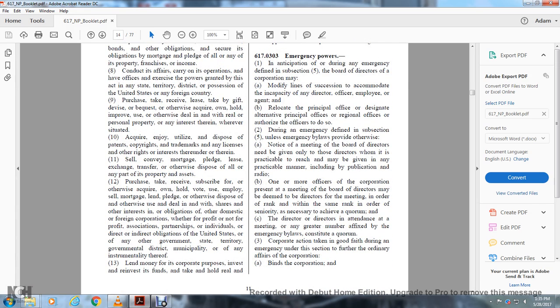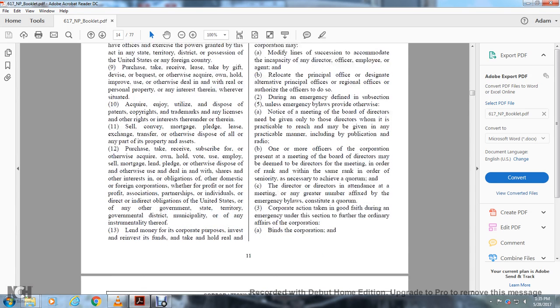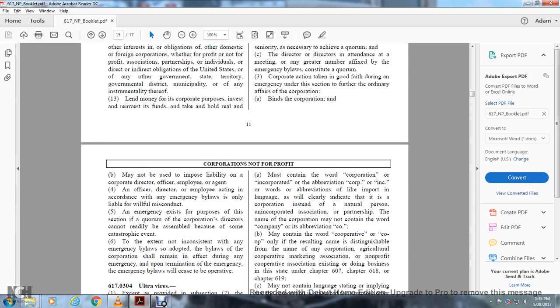The director or directors in attendance at the meeting, or any greater number affected by the emergency bylaws, constitute a quorum. Corporate action taken in good faith during the emergency under this section has the ordinary effect, binds the corporation, and may not be used to impose liability on the corporation. A corporate director, officer, employee, or agent acting in accordance with the emergency bylaws is liable only for willful misconduct.